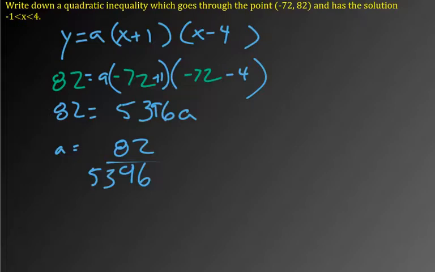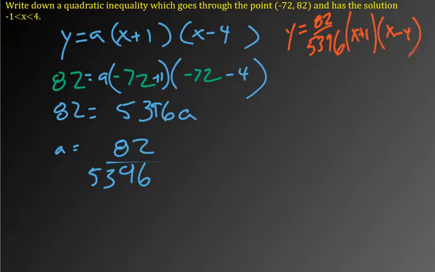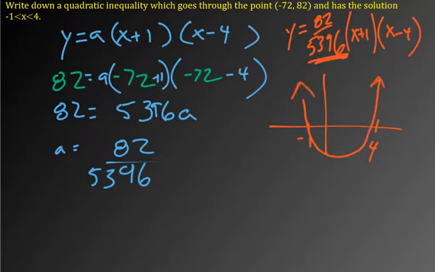And now you know the quadratic, you know the roots, and you just have to think about how you would get an "and" kind of answer. So the quadratic we're working with is 82 over 5,396 times (x + 1) times (x - 4). And if we think about that in a picture, we've got negative 1 there, we've got 4 there. This scalar is positive, so it's doing something like that.